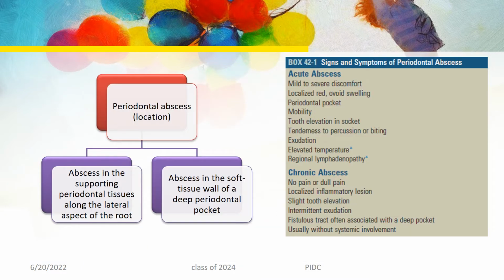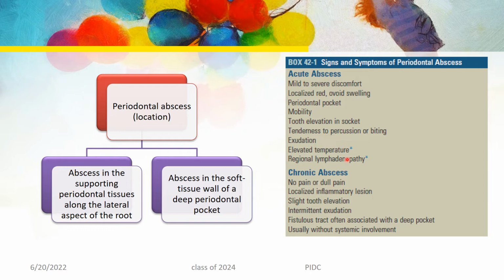So it is accordingly divided based on location as abscess in the supporting periodontal tissue along the lateral aspect of the root, or abscess in the soft tissue wall of the deep periodontal pocket. Signs and symptoms of periodontal abscess, especially if it is an acute abscess: you will have mild to severe discomfort. There could be a localized red ovoid swelling, periodontal pocket, mobility, tooth elevation in the socket, tenderness to percussion or biting, exudation, elevated temperature, or regional lymphadenopathy.